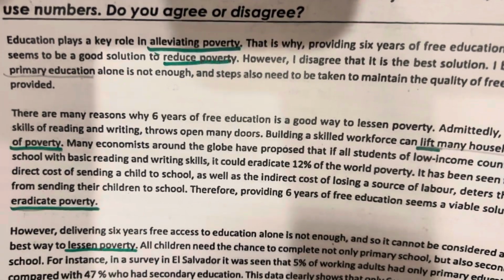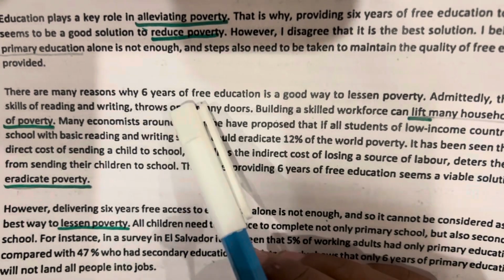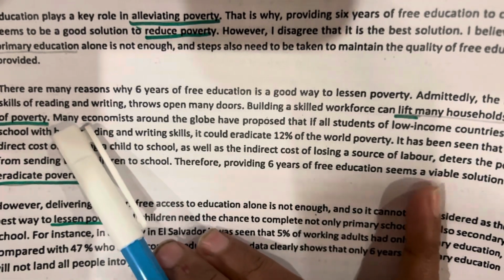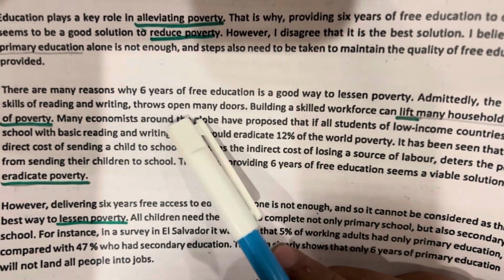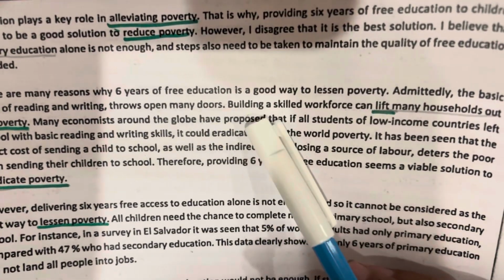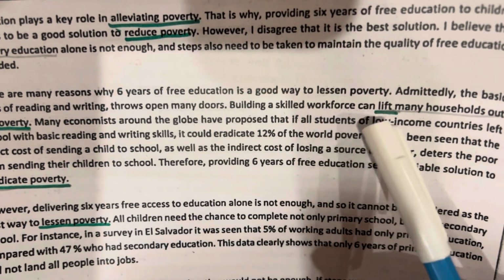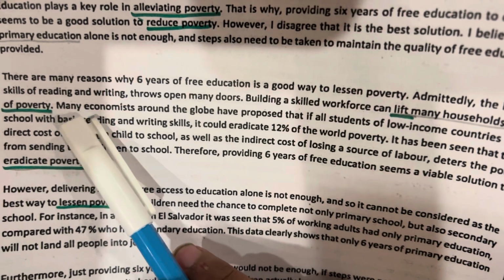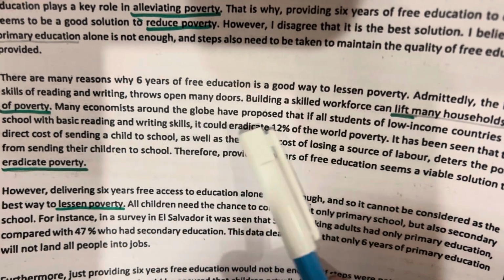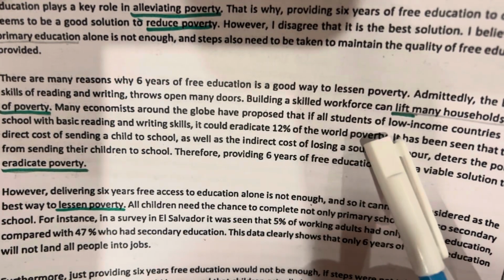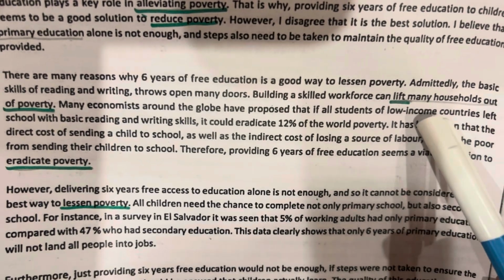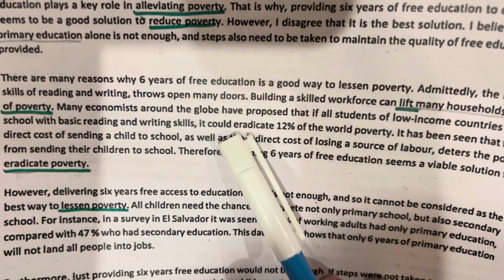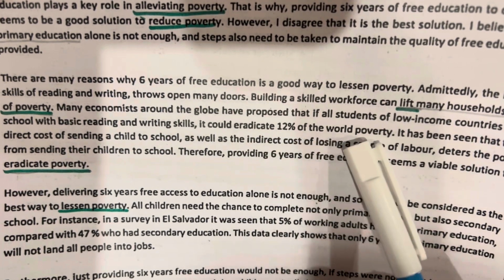Now look at the body paragraphs. There are many reasons why 6 years of free education is a good way to lessen poverty. Admittedly, the basic skills of reading and writing throw open many doors. Building a skilled workforce can lift many households out of poverty. Many economists around the world have proposed that if all the students of low-income countries left school with basic reading and writing skills, it could eradicate 12% of world poverty.